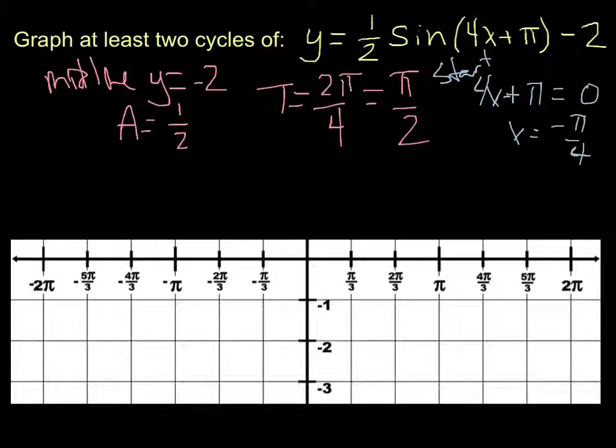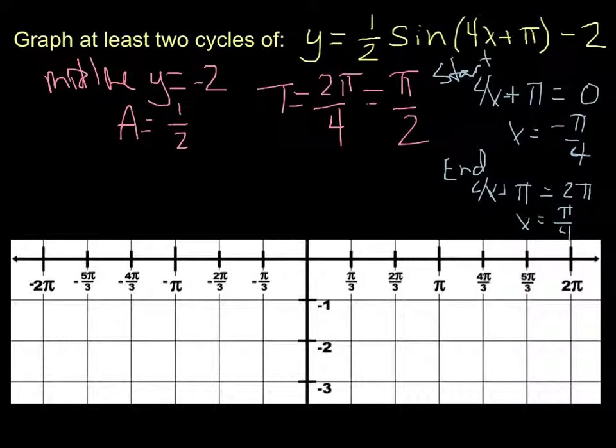I can find the endpoint two ways. I can just add pi over 2 to -pi over 4, or I can say 4x plus pi equals 2 pi. And solving that, I get x equals pi over 4. So, let's start graphing this.